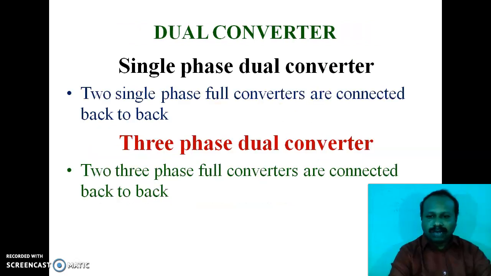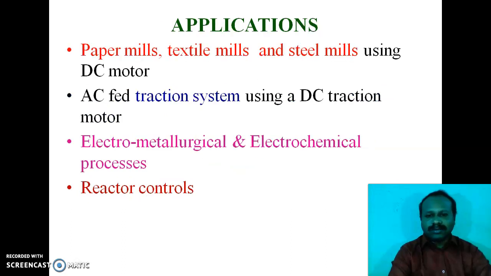Next one, dual converter. Dual converter has two types: single phase dual converter and three phase dual converter. In single phase dual converter, two single phase full converters are connected back to back, but in three phase dual converter, two three phase full converters are connected back to back. Back to back connection of full converters is known as a dual converter.